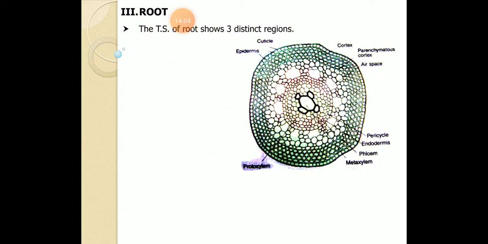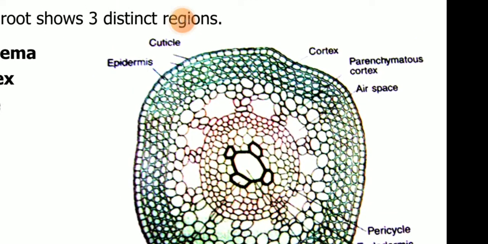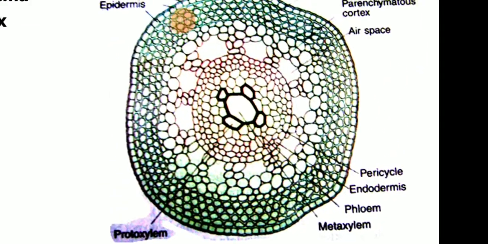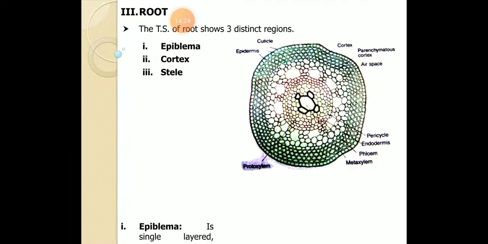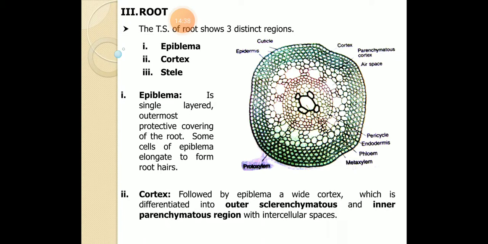Then coming to the root, the root has three regions, that is epiblema, cortex and the stelar region. So this is the complete structure: outer complete epidermal region, the epiblema, will be present, and usually the cortex region and the central stelar region. First, the outermost is the epidermis or epiblema region, which consists of a single layer, helping in the protective covering of the root, and some cells of the epiblema elongate to form root hairs also.